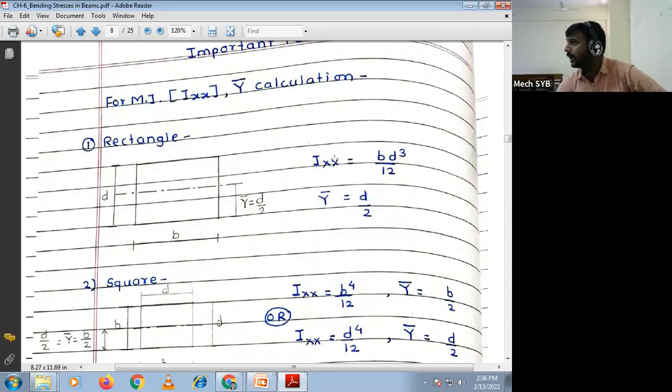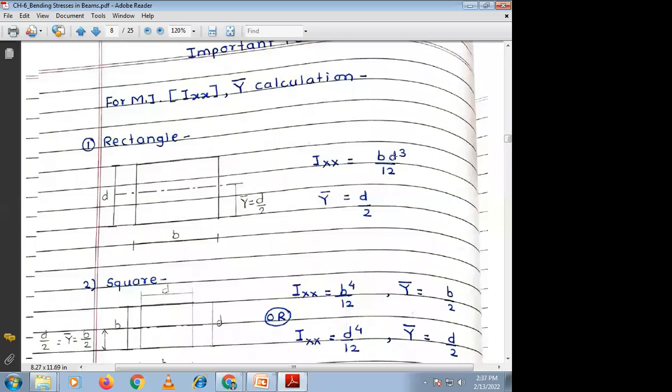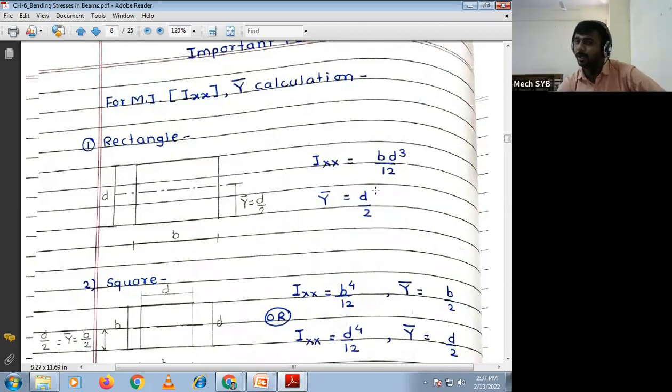आणि त्याचा Ixx चा फॉर्म्युला काय? bd cube divided by 12. B means width and D means depth. bd cube divided by 12. So write down these two formulas for the rectangular section. Ixx is equal to bd cube divided by 12 and y bar means the CG. Please keep in mind y bar means CG of that particular section, जो कायम सेक्शनच्या सेंटरलाच कॉन्सन्ट्रेट होतो, जर तो सेक्शन सिमेट्रिकल असेल तर लक्षात ठेवा.